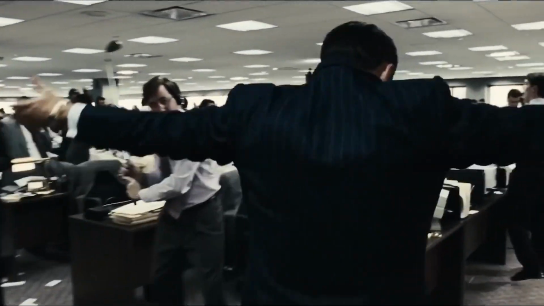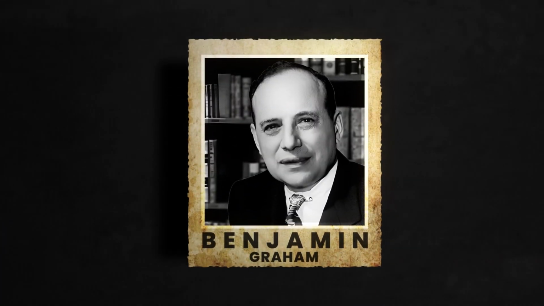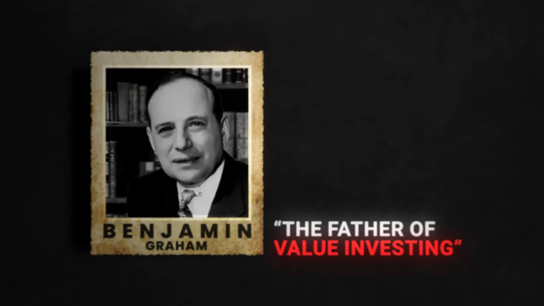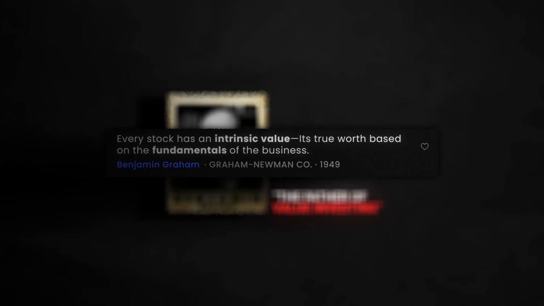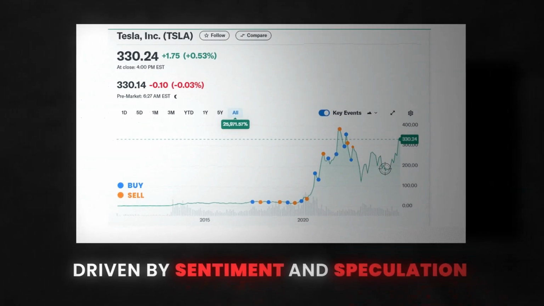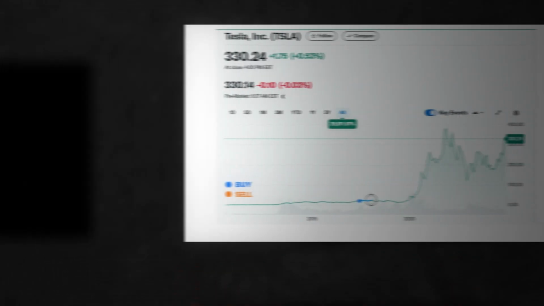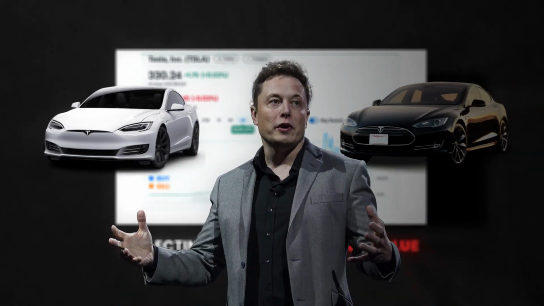Before we dive into the specifics, let's talk about a key figure in the world of investing, Benjamin Graham. Known as the father of value investing, Graham believed that every stock has an intrinsic value, its true worth based on the fundamentals of the business. He argued that in the short term, the market is like a voting machine, driven by sentiment and speculation, but in the long run, it's a weighing machine, reflecting a company's true value.